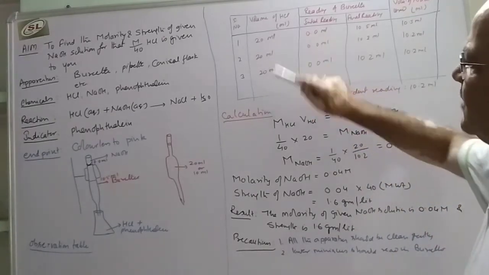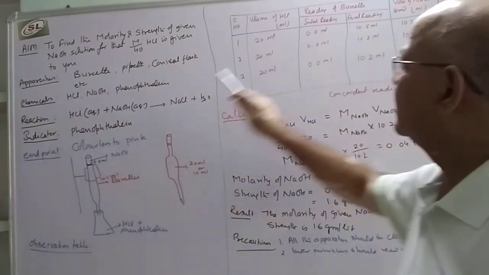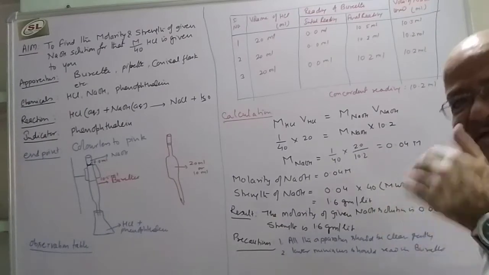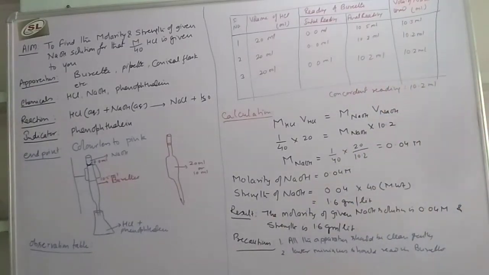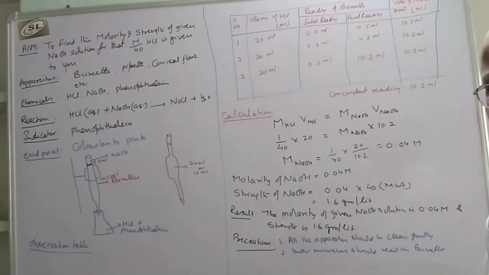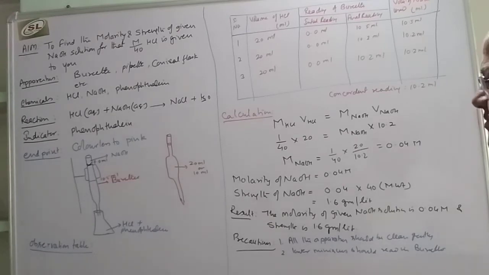Once again we will repeat the experiment. 20 ml HCl we have taken. Initial reading is 0.00 of the burette. Final reading now comes 10.2. It is a little lesser than the first one, and the difference of these two readings becomes 10.2. The third reading we will also measure in the same way. These two readings are the same. They will be called concordant readings. By using these readings, we will calculate the molarity and strength of the NaOH solution.